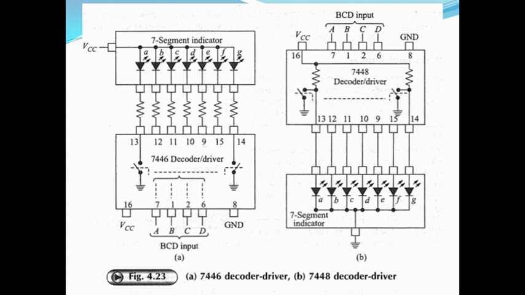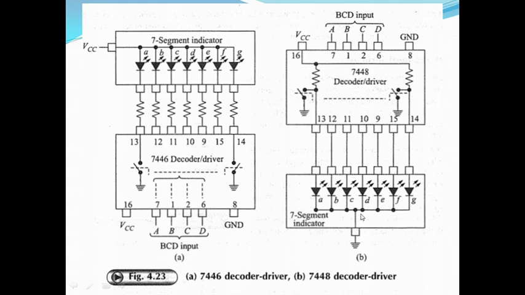But which 7-segment indicator is it decoding and driving? The common anode type 7-segment indicator. Here you have to connect the current limiting resistance externally. Depending upon how much brightness you require, the size of the current limiting resistance should be chosen. There is another type of decoder-driver also available, the 7448. Here ABCD is the BCD input, and this is VCC and ground. There are 7 outputs which are connected to the inputs of the 7-segment display unit.